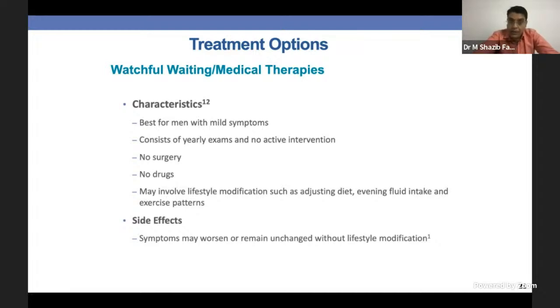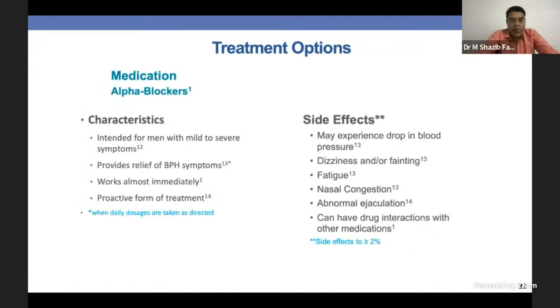Yes, the side effect, every therapy has a few side effects. The side effects are that these patients can have the symptoms not change, or the symptoms may get worse. Now, moving toward the treatment options, which are very common nowadays, every doctor is prescribing these medications.